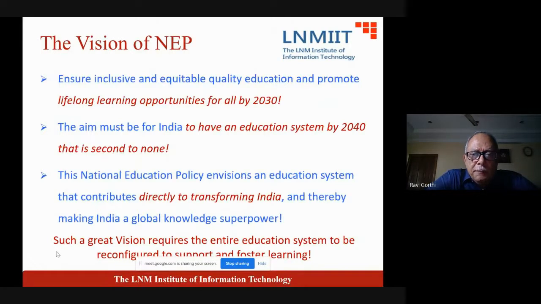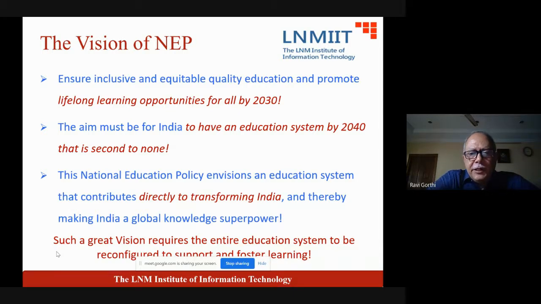Some more parts of the vision. Ensure, a beautiful point, ensure inclusive and equitable quality education and promote lifelong learning opportunities. We'll find some more places an emphasis on learning to learn for lifelong as an important component.